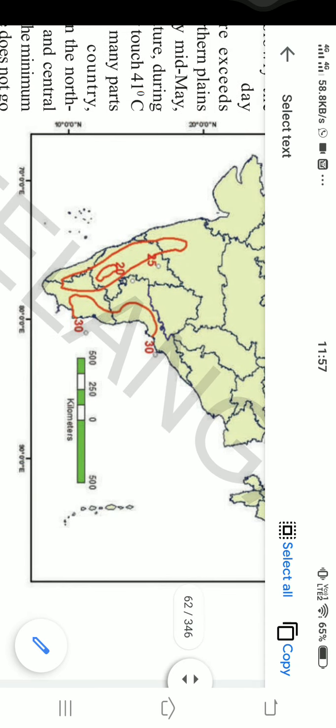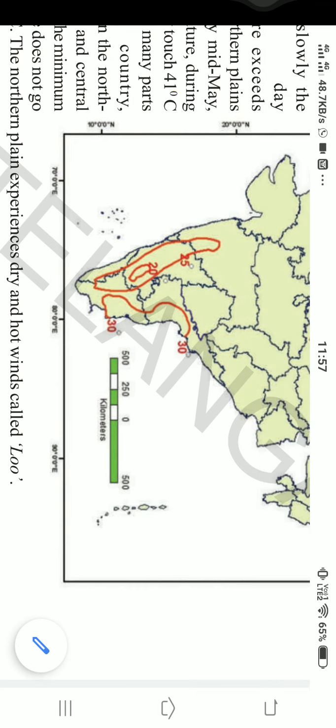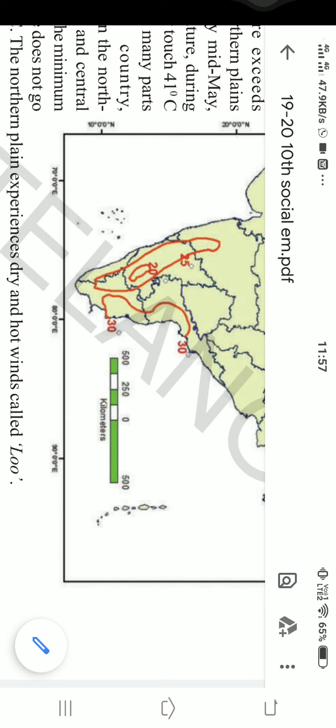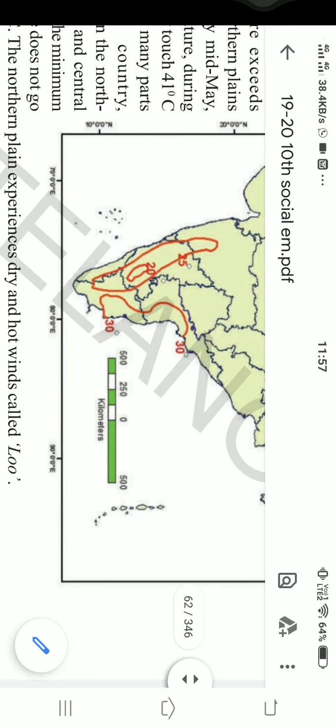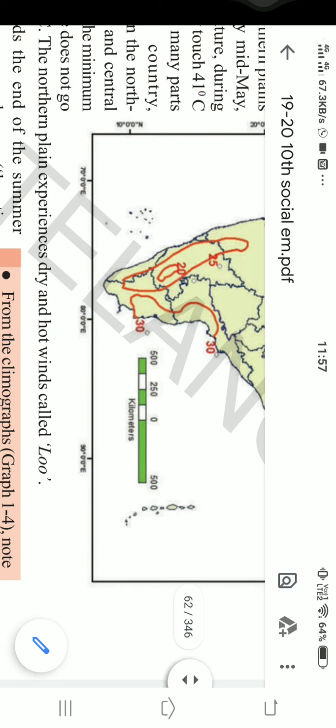And another important point: at the Coromandel coast of Tamil Nadu, there won't be rainfall by southwest monsoons, because what is there? The Eastern Ghats are there here, right? They obstruct the winds blowing from the southwest direction, so there won't be rainfall in the Coromandel coast of Tamil Nadu by southwest monsoons.